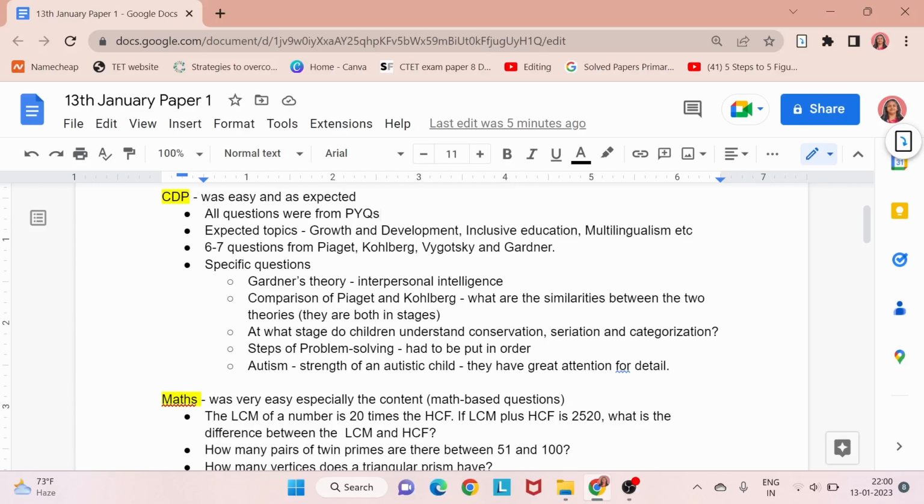And the question about autism was asked as which of the following is a strength of a child, correctly paired. So they had a creative child or a gifted child who had poor understanding, things like that. And autism was the correct answer, where they have great attention for detail. So rest all the questions were very expected, and right from the previous year's question paper, there were no surprises.